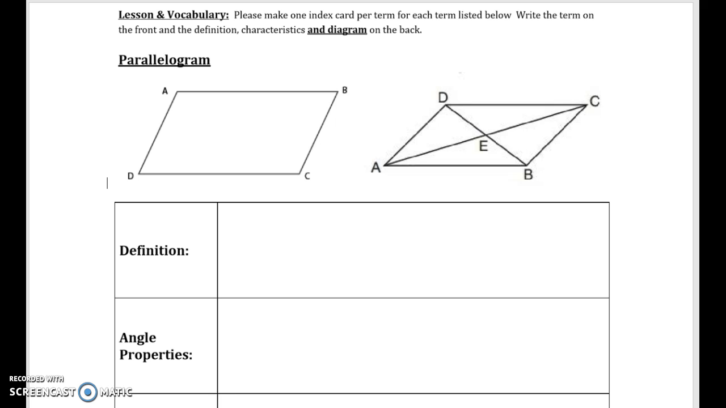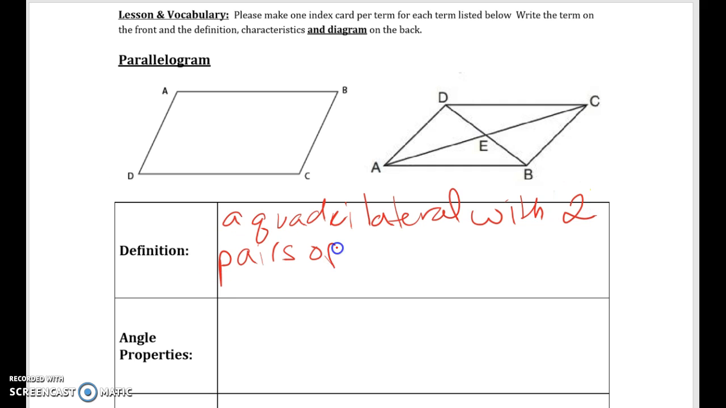So a parallelogram is a quadrilateral with two pairs of opposite sides parallel. Okay, so what does that mean? That means that AB is parallel to CD and AD is parallel to BC.